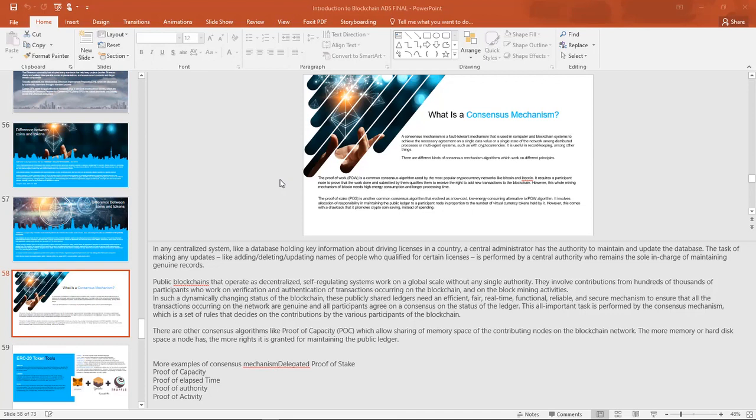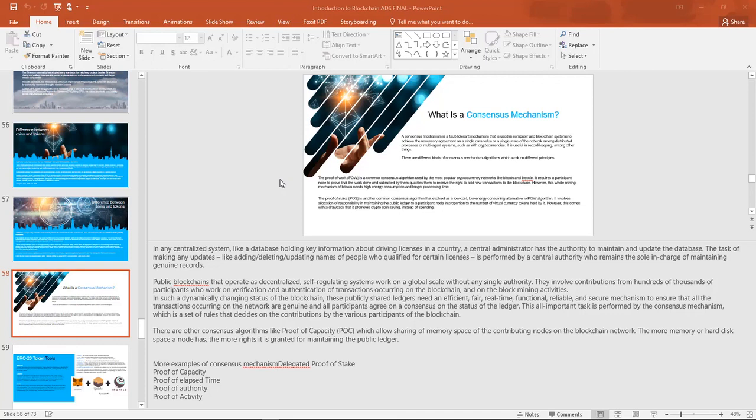So there are other consensus algorithms like proof of capacity, which allows sharing of memory space of the contributing nodes on the blockchain network. The more memory or hard disk space a node has, the more right it is granted for maintaining the public ledger, which is a good thing, because if you have given a lot of space on the blockchain, especially for something like IPFS, you deserve the right to maintain it, unlike a small fish who has offered 1 GB.